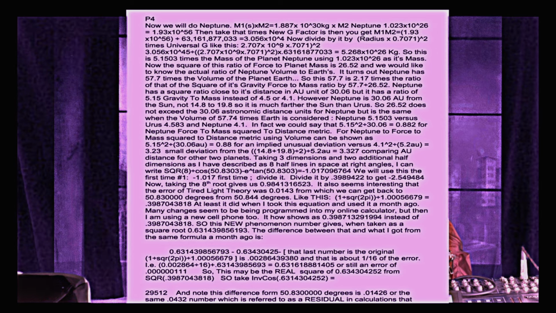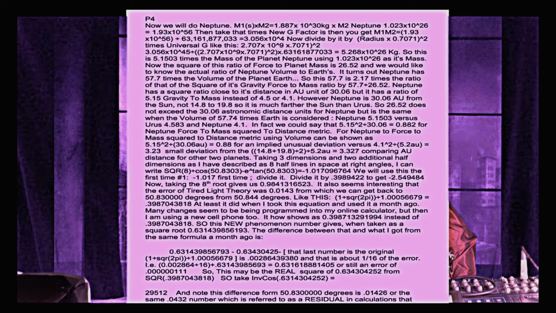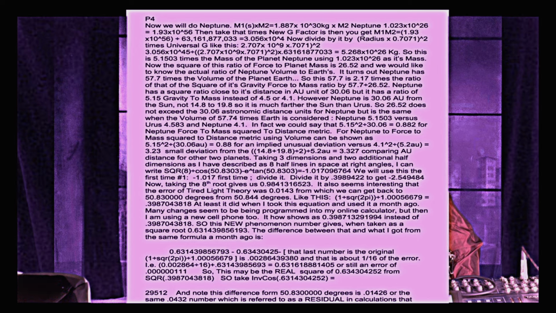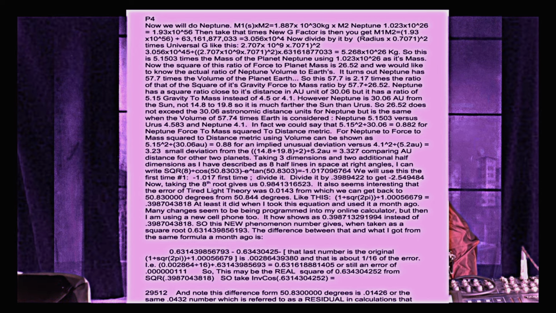Well, taking 3 dimensions and 2 additional half dimensions that I have described as 8 half lines in space at right angles, I can write the square root of 8 divided by the cosine of 50.8303, in quantity, minus e to the power tangent 50.8303 equals minus 1.017096764. We will use this for the first time, number 1, divided by 0.3989422 to get minus 2.549484.